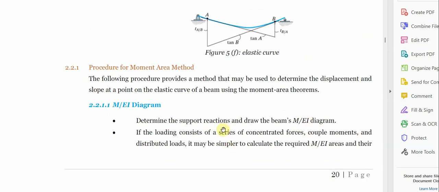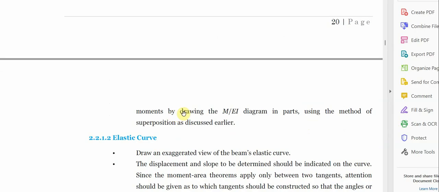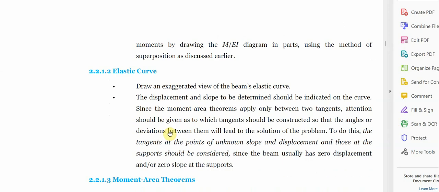If the loading consists of a series of concentrated loads or coupled moments and distributed load, it may be simpler to calculate the required M over EI areas and their moments by drawing the M over EI diagram in parts. They will now use the method of superposition as discussed earlier. Now the second procedure is that we draw an exaggerated view of the beam elastic curve. The displacement and slope to be determined should be indicated on the curve.